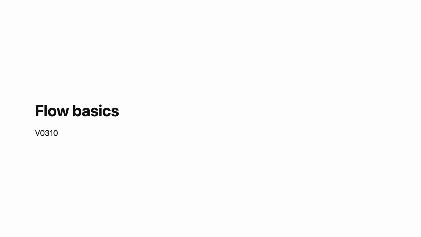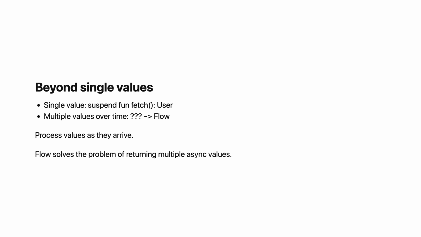A function that fetches a single user returns a User. But what about a function that fetches users as they arrive, one at a time, over time? You could return a list, but then you wait for all values. What if you want to process each as it comes? You need a stream, a sequence of values emitted over time. Process each value as it arrives. Do not wait for all.